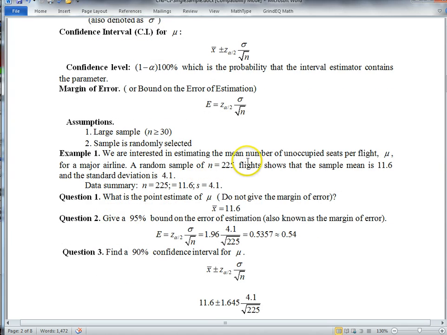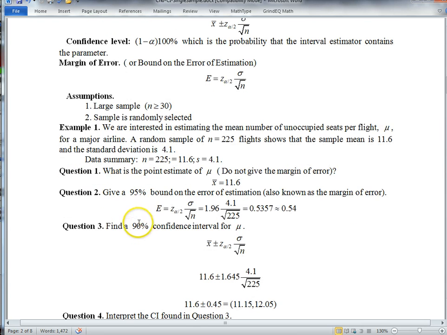We are interested in estimating the mean number of unoccupied seats per flight, which is mu, for a major airline. We don't know what it is, but we are able to collect a sample of 225 flights. We calculated the sample mean as 11.6, and the standard deviation as 4.1. So that's our data sample. This is x bar, 11.6. So what's the point estimate of mu without the margin of error? That's simply 11.6, the sample mean, x bar.